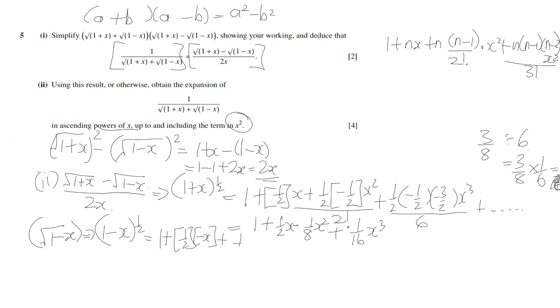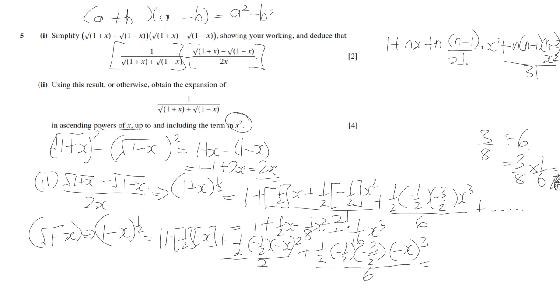and then plus 1 over 2 times negative 1 over 2, times negative x squared. Negative x, and then square that, and the whole thing divided by 2. Next term is plus half, times negative 1 over 2, times negative 3 over 2, times negative x to the power of 3, and the whole thing divided by 3 factorial, which is 3 times 2 times 1, which is 6.